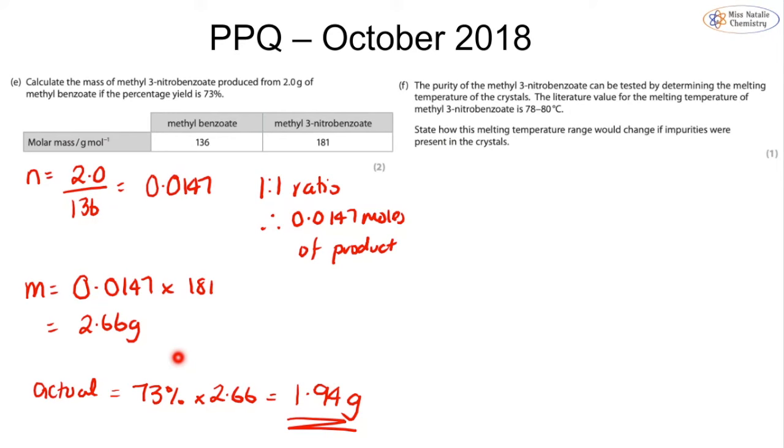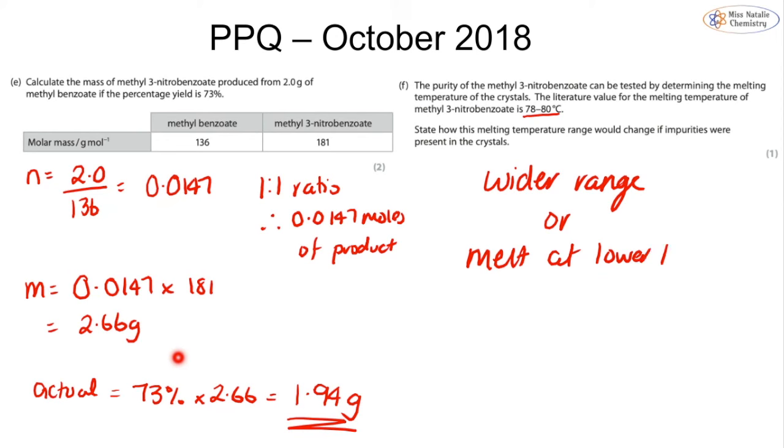And then part F, the last question, is looking at the purity. So the purity can be tested by determining the melting point. The literature value for methyl 3-nitrobenzoate is between 78 and 80. If this was an impure substance, or if there were impurities present, how would this affect the melting temperature? Very simply, you would have a wider range of a melting temperature, or it would melt at a lower temperature. Either one of those would be accepted.